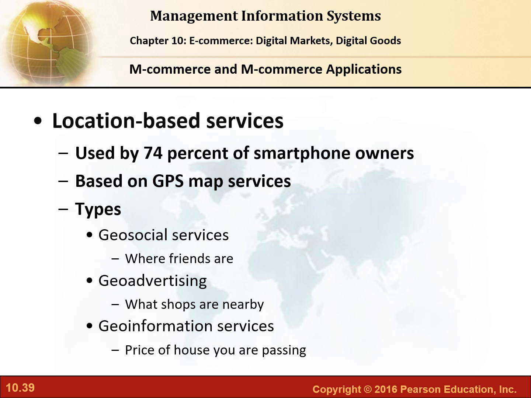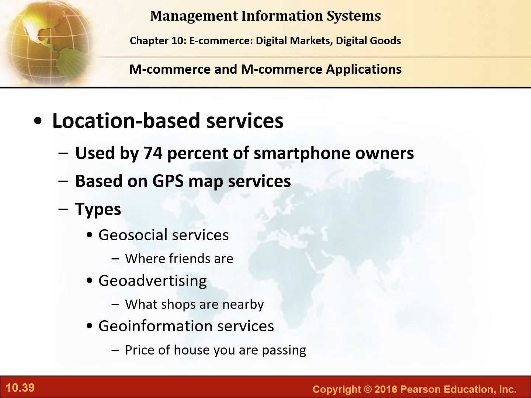Then we'll talk about location-based services. Of course, it is used by 74% of smartphone owners, and the percentage could be higher. Like if we talk about GPS, global positioning systems, each and everyone is using Google Maps. So from location-based services, we may get geosocial services, that is, you can identify your nearby friends.